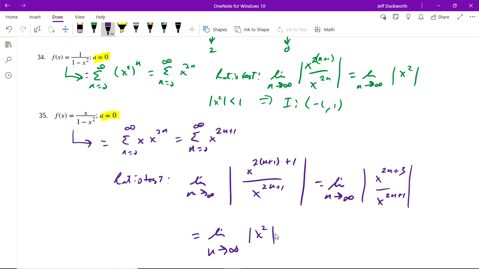And we're going to have the exact same interval again. So this is x squared has to be less than 1, which means our interval is again that same -1 to 1. And this is kind of the reverse procedure with some of these things. We have to turn it into a series before we can actually evaluate the series. But that's what this group of problems does.